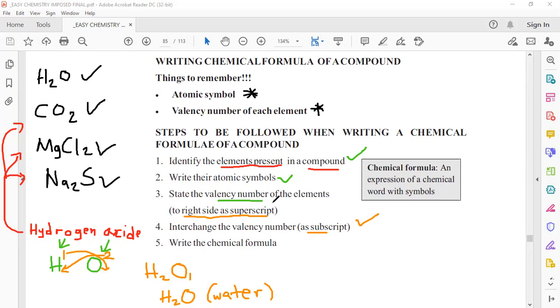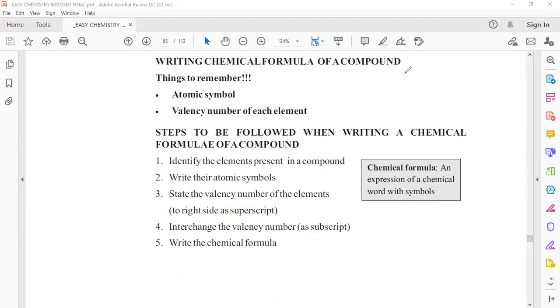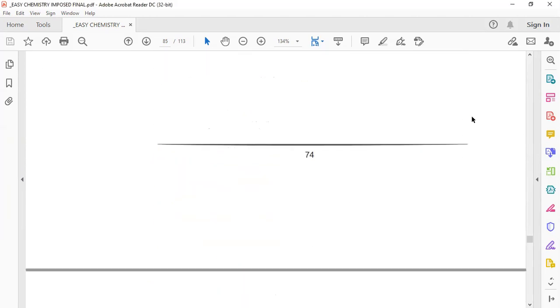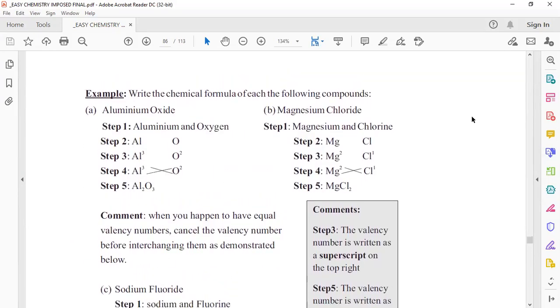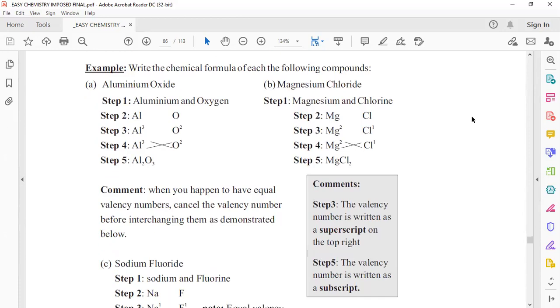So we can look at the following examples under the writing of chemical formulas that are down below in the book. The first example I have is aluminium oxide. You ask yourself, what is found in aluminium oxide? In aluminium oxide, you have aluminium and you have oxygen.